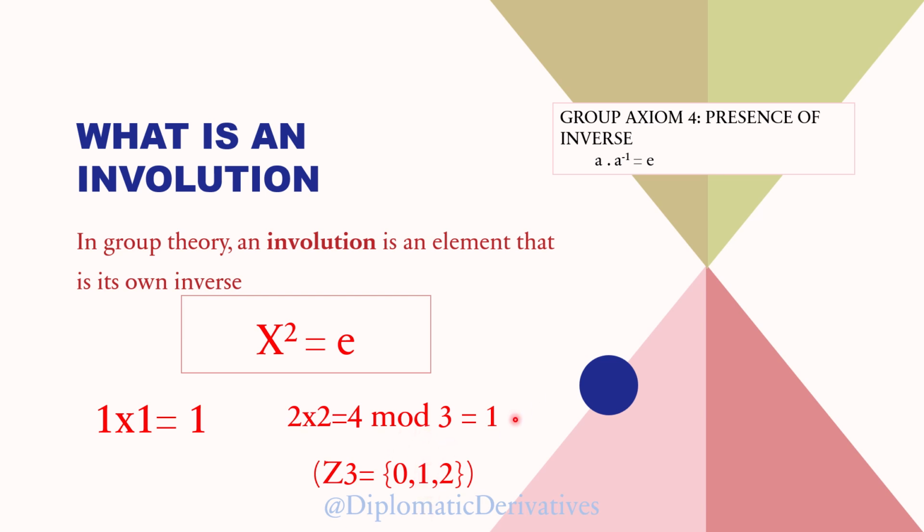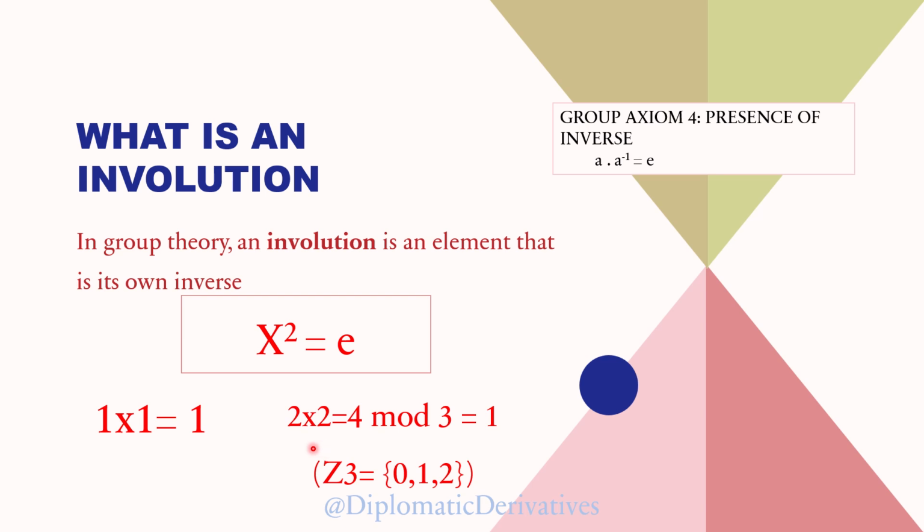Okay, and 1 is the identity element of the group under the operation of multiplication. We are multiplying, right? We're not adding, we're multiplying. Under the operation of multiplication, we get 1, and 1 is the identity element in the group under multiplication. Therefore, this is the involution. Okay, so 2 is an involution.